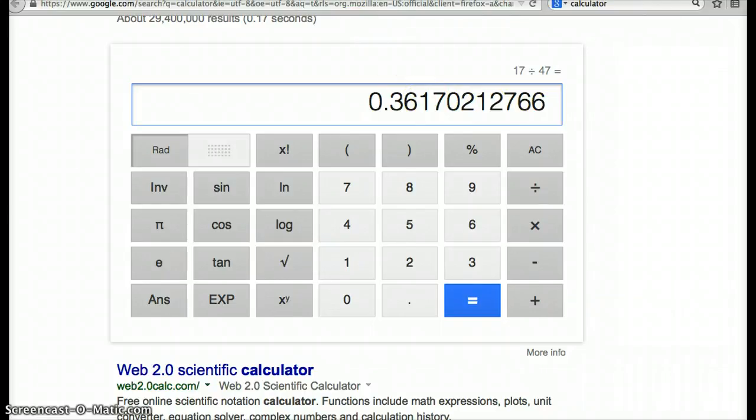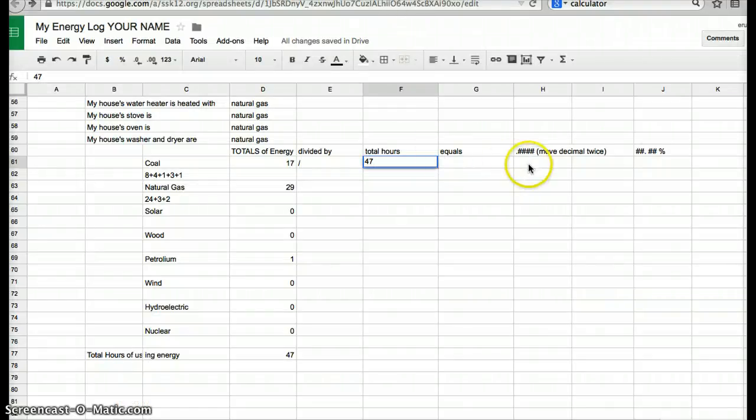0.361. We're going to go back to our log. We're going to say equals 0.361. 361 thousandths. Okay, but we're going to move that decimal place over. So that's what this is showing you. See where the decimal is after 2 numbers. Okay, so that moves it over to 36.1. So we're going to say 36.1.